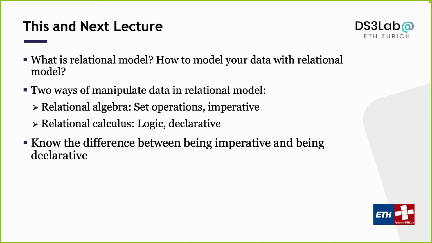So in this lecture, we are going to talk about what is relational model, how to model your data with relational model, and we are going to talk about two different ways that you can query your data that is stored in relational model. So the first way we are going to talk about is something called relational algebra. It's actually trying to represent your query as set operations. So as you will see, this is an imperative way for you to query your data. Imperative means in the sense that you are actually telling the machine how to get the answer for you.